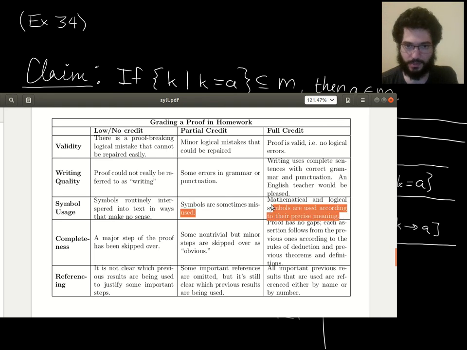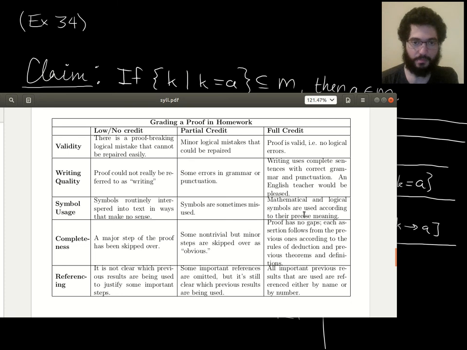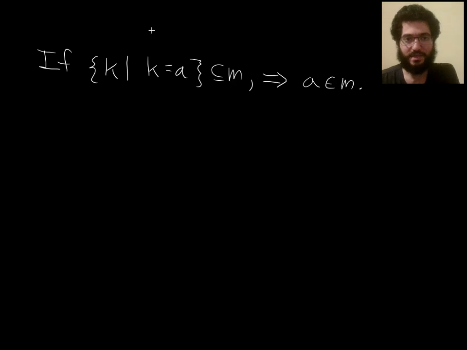And I didn't say anything about this point, but examples of misuse of symbols might be, let me show you. Okay, so here I've written something similar to the claim that was on the previous board, and I've misused the symbols. I have abused notation in the bad sense of the word. So pause the video and see if you can decide what's wrong.